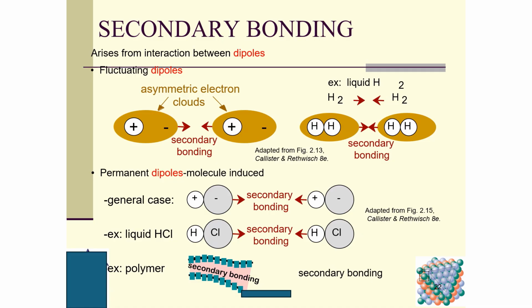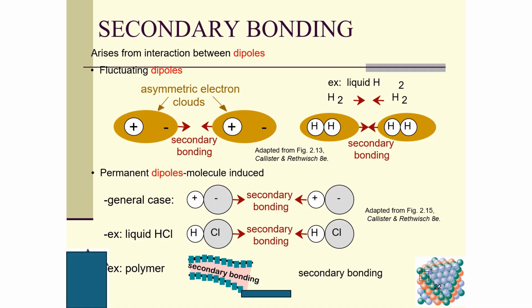This is asymmetric electron clouds. This is the electron cloud here. This is one atom, they have positive on this end, negative on this end. So same thing, positive here, negative here, one atom. So these two, the negative and positive, can form a bond, which is called a secondary bonding, and which is much weaker than the primary bonding.